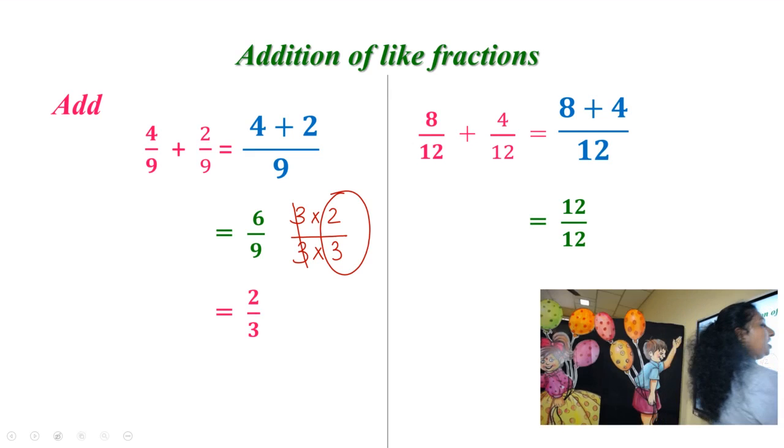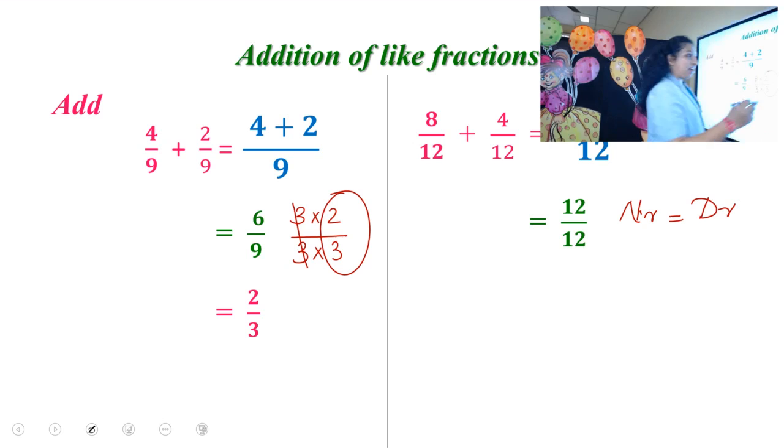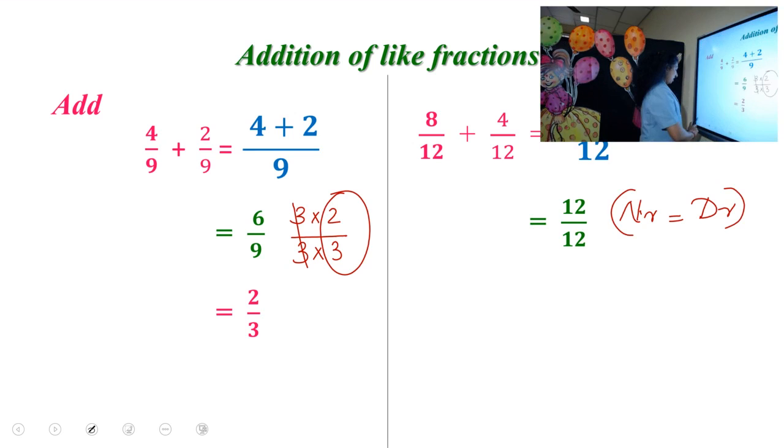Here, numerator is equal to denominator. When numerator is equal to denominator, we can write it as 1. Numerator by denominator is equal to 1. When numerator is equal to denominator, we can write the answer as 1. Next.